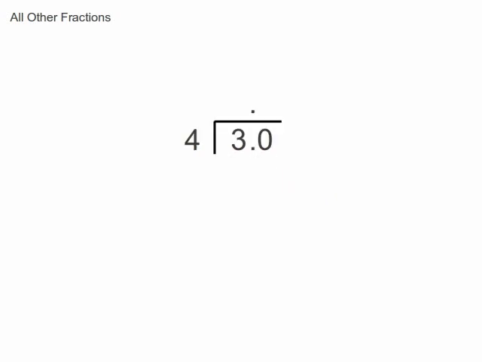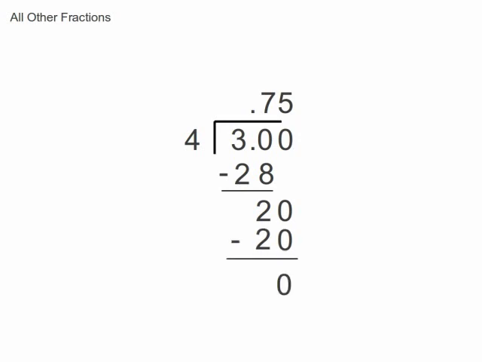We can now set up the long division problem and figure out a decimal equivalent. Just make sure you put the numbers in the right place. The numerator is always the number inside the long division symbol.